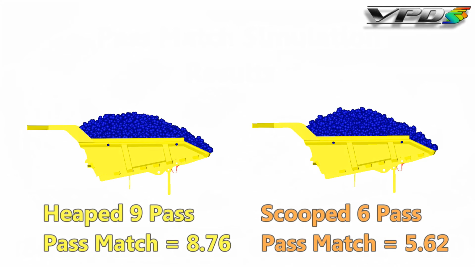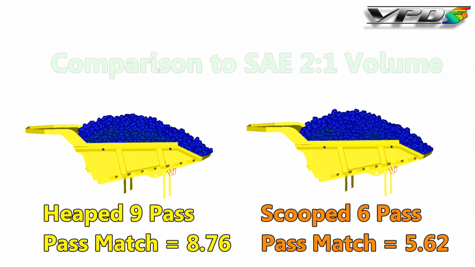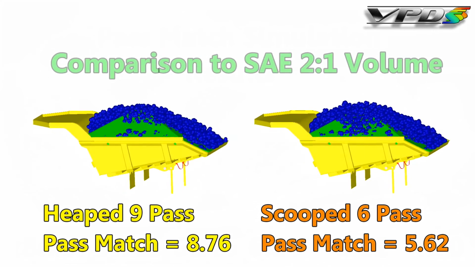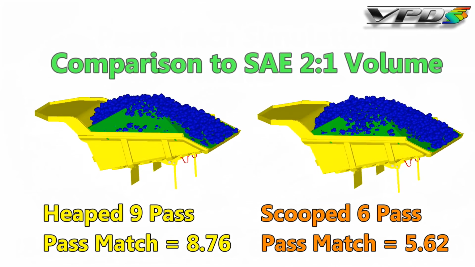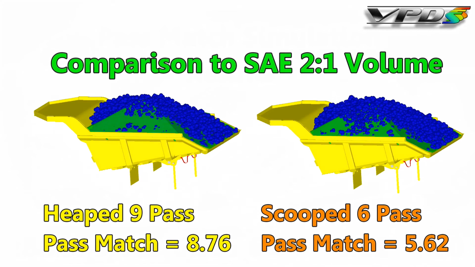Let's compare these numbers with the standard calculation that uses published dump body capacity divided by a published bucket load capacity. Calculating those results gives us a pass-match ratio of 6.94, which is higher than the scooped pass-match ratio you see here of 5.62. For reference, we are showing here a comparison between the settled dump body piles and the SAE 2-to-1 standard volume for this particular dump body design.